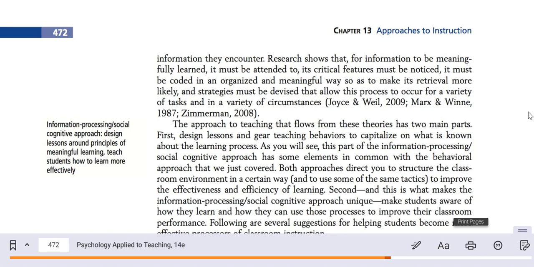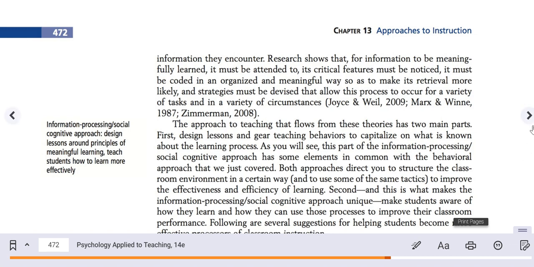The approach to teaching that flows from these theories has two main parts. First, design lessons and gear teaching behaviors to capitalize on what is known about the learning process. As you will see, this part of the information processing social cognitive approach has some elements in common with the behavioral approach that we just covered. Both approaches direct you to structure the classroom environment in a certain way and to use some of the same tactics to improve the effectiveness and efficiency of learning.